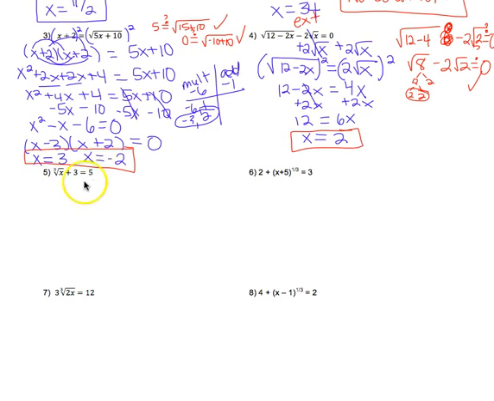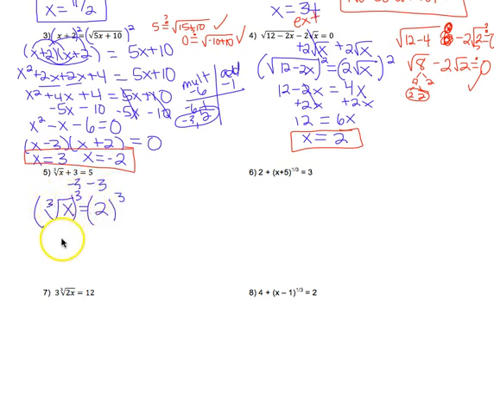All right, number 5. Here I have a cube root this time. There's just one of them. So first step is to get that cube root all by itself. So I'm going to subtract 3 on both sides. That gives me cube root of x equals 2. Now, because this is a cube root and not a square root, that means that to undo that cube root, I'm going to cube both sides.